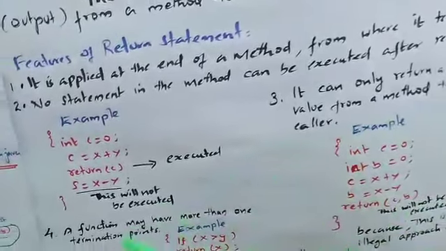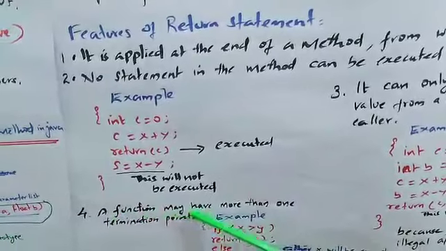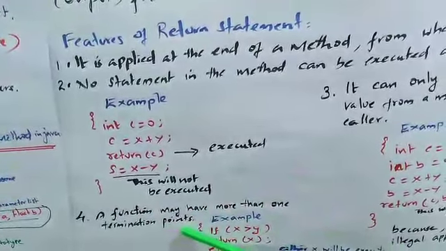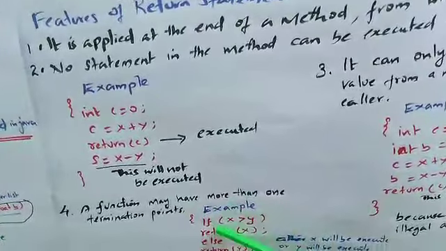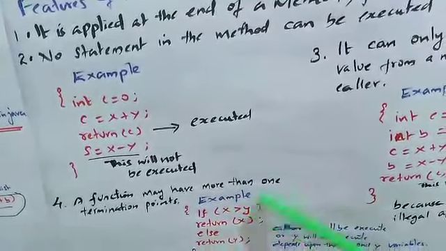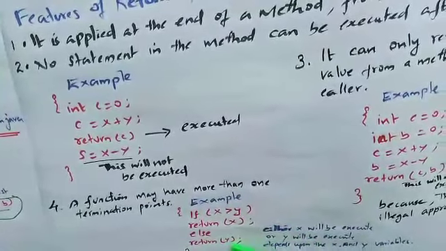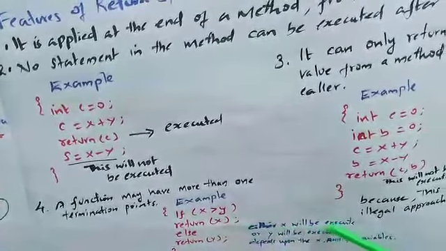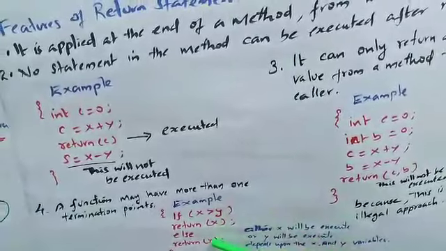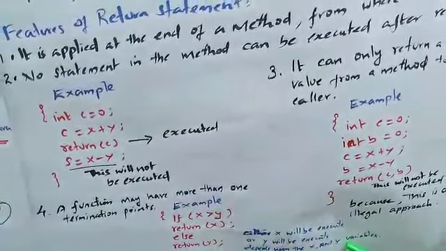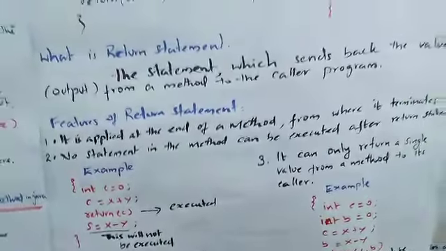Now come to the fourth point. A function may have more than one termination point. Example: if x is greater than y, you have to return x, else return y. So here, either x will be executed or y will be executed, depending upon the x and y variables.